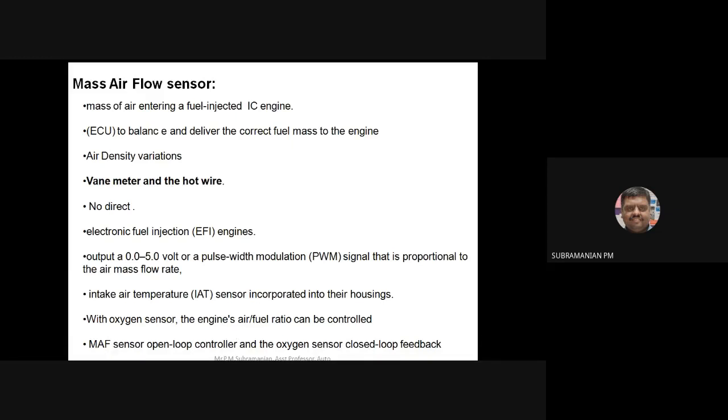Whenever you are using a mass airflow sensor, it is an open loop controller system. Open loop means I'm not getting any output feedback. Whereas with the oxygen sensor, I'm getting the feedback. That is how much oxygen is being consumed in the IC engine, how effectively I'm using the oxygen. So you have to remember, if I'm going to use the mass airflow sensor alone, it will be an open loop controller. If I'm going to use the oxygen sensor, then it will be closed loop feedback. Okay.